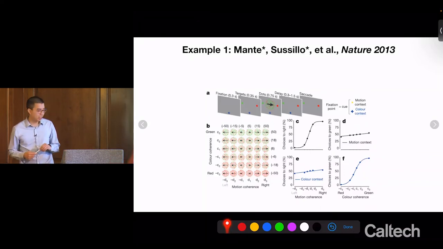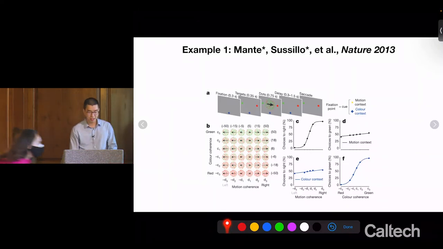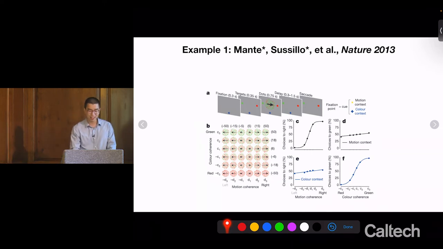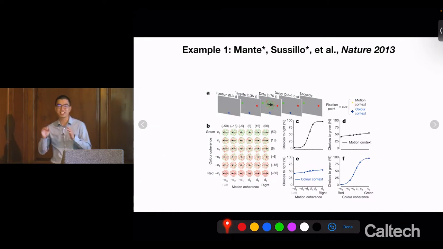Great. The question is, were both contexts presented at the same time? Yes. So on every single trial, there were both moving dots, and the dots always had a color. The question is, how does the monkey know which context to focus on? When the monkey fixates on this fixation point, it's either going to be a blue cross or a yellow square. And then based off of the identity of that, they pay attention to color or motion.